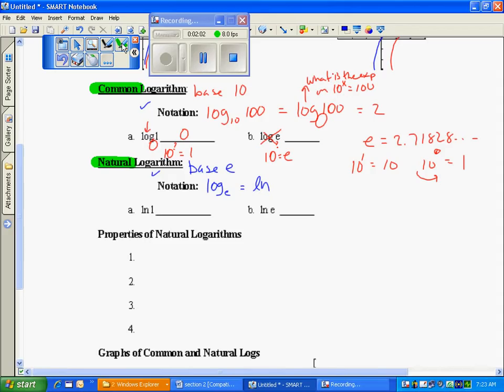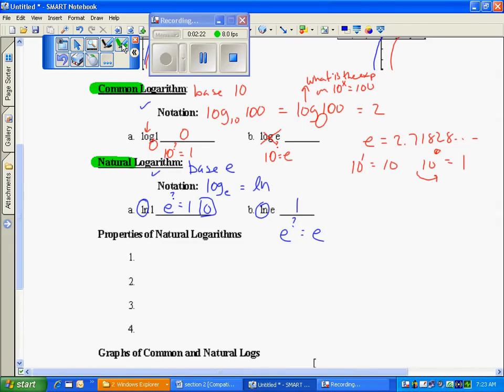And if you look on your calculator, you'll see that those two are in yellow and in white, meaning they undo each other. So in this situation, this is saying, what is the exponent on base e such that I get 1? Well, the answer to that is 0. This is asking, what is the exponent on base e such that I get e? Well, that answer is 1. e to the first is e.